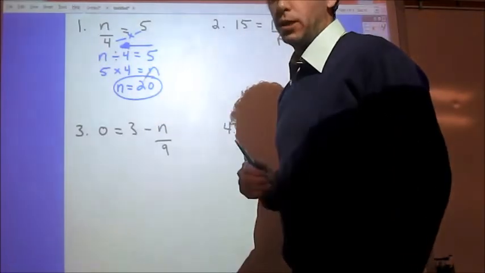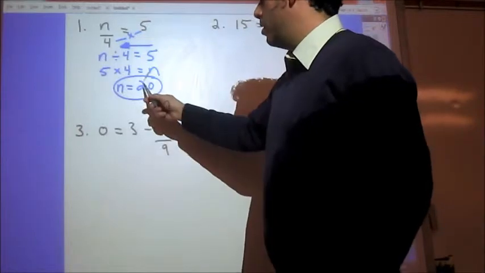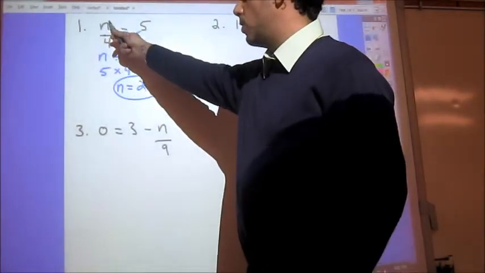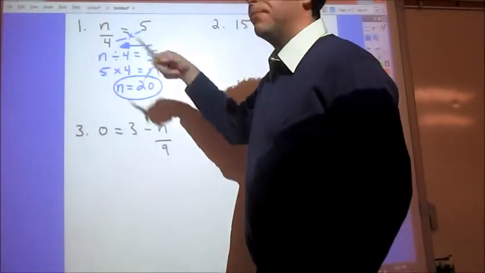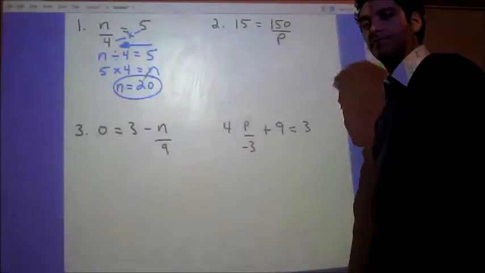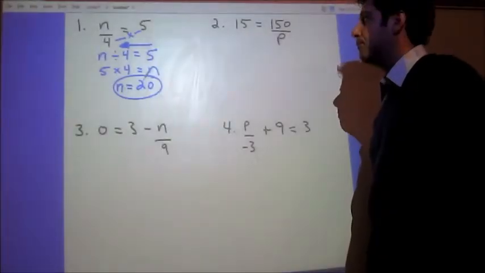And we can always just quickly check to make sure that that's accurate. If n is equal to 20, 20 divided by 4 should equal 5. And it does. How about question number 2?